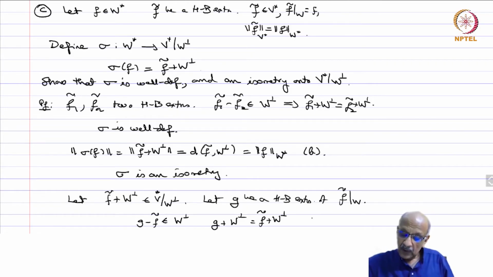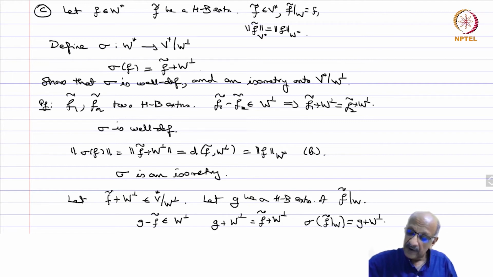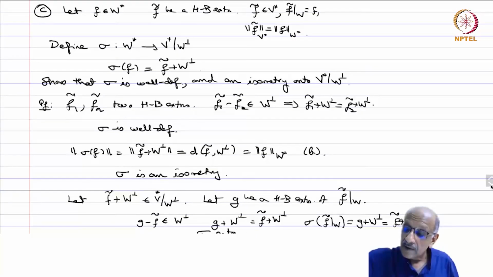But then what is sigma of F tilde restricted to W? That is nothing but you take the Hahn-Banach extension, which is G plus W perp by definition, and that is nothing but F tilde plus W perp. And therefore every element in this quotient space is sigma of something, therefore sigma is onto. And that proves the theorem completely.